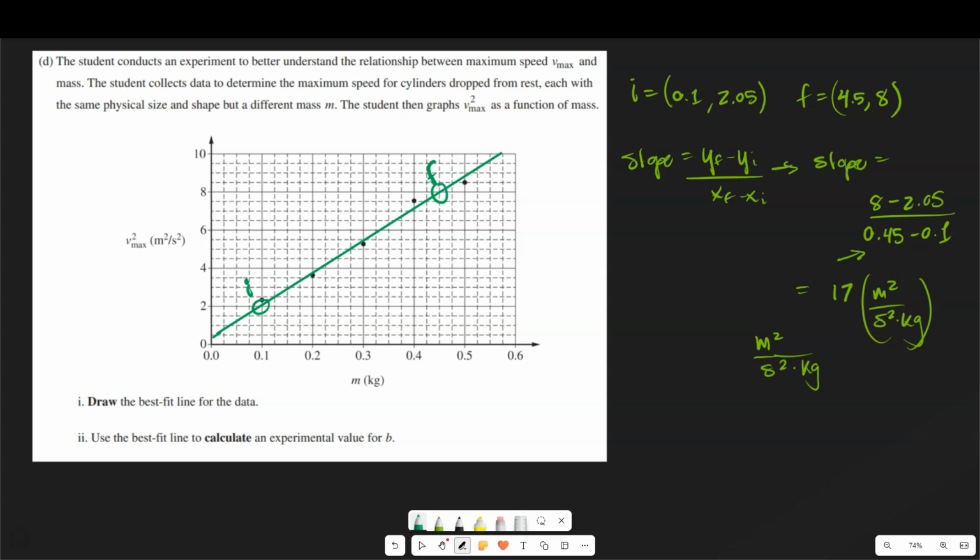Okay, and so taking a look at part two, it says use the best fit line to calculate an experimental value for B. This is not the y-intercept, although it is really powerful and really important to think about these equations in terms of the line equation and so on. What they're talking about is the coefficient that we had previously. So let's remind ourselves what we had previously. At terminal velocity, at the maximum velocity, our acceleration is zero. So we said that mg is equal to bv squared. This is what they're talking about with this b here. So if you're going to isolate for b, you would say therefore mg over v squared is equal to b.